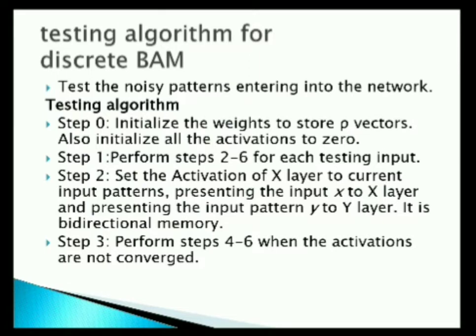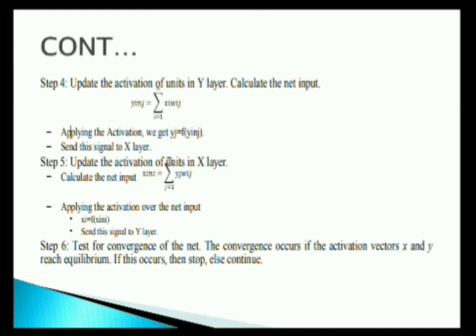First, initialize the weights to store the vectors and also initialize all the activations to 0. The first step is to perform steps 2 to 6 for each testing input. The second step is to set the activation of the X layer to the current input pattern, presenting the input pattern x to the X layer and the input pattern y to the Y layer. It is bidirectional memory. The third step is to perform steps 4 to 6 while the activations are not convergent. The fourth step is to update the activation of units in the Y layer. The fifth step is to update the activation of units in the X layer.